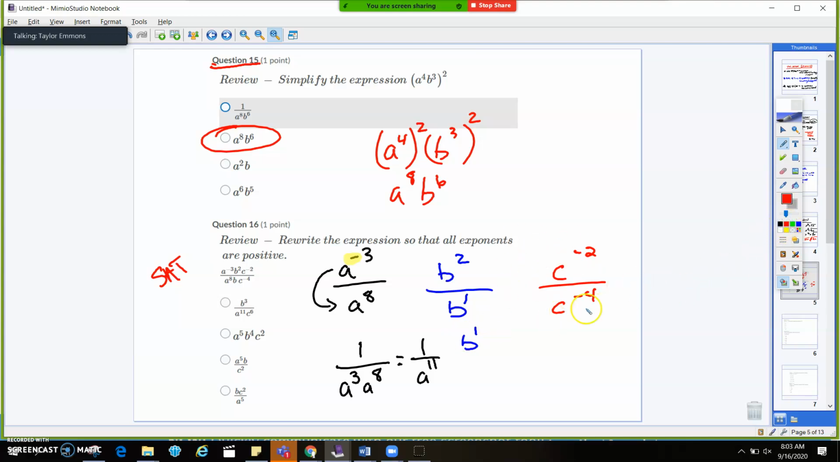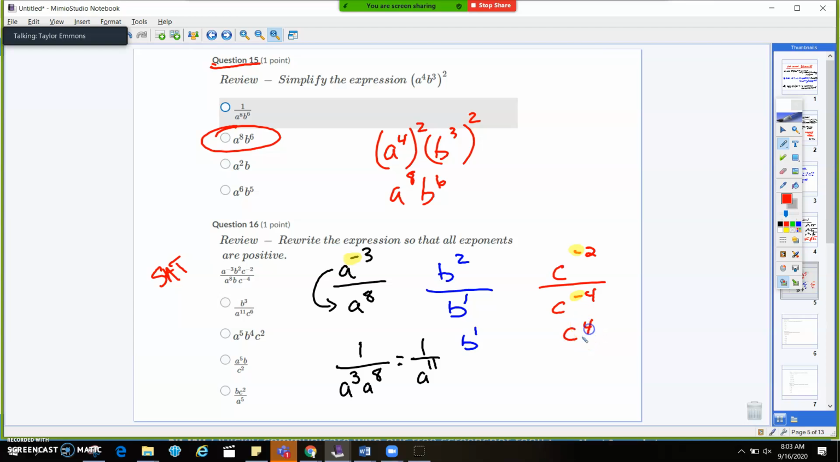This last part is a little tricky. You've got 2 negatives, one in the top and one in the bottom, which means you're just going to flip them from where their position is. So what's in the bottom is going to go in the top. What's in the top is going to go in the bottom. So it's going to look like this.